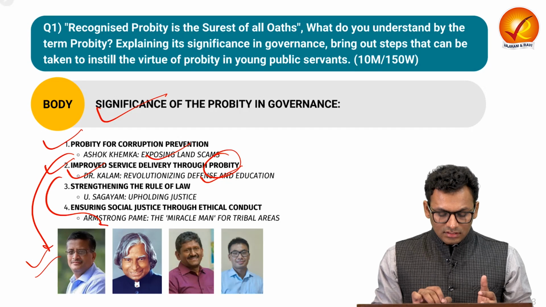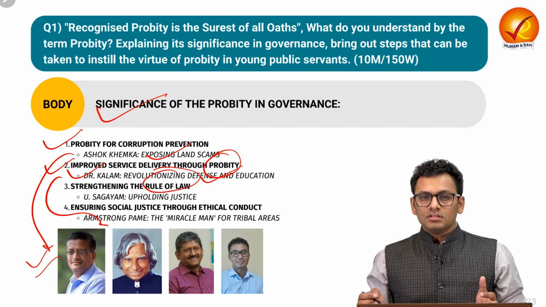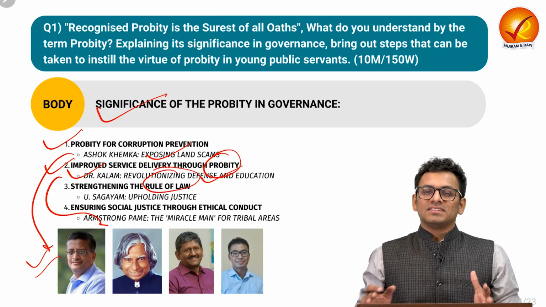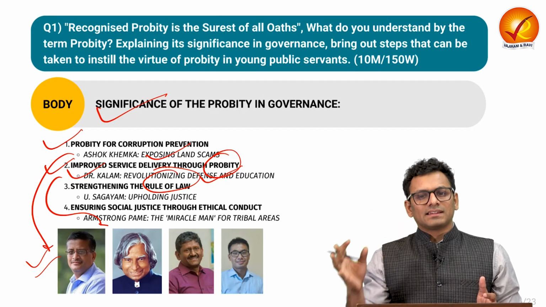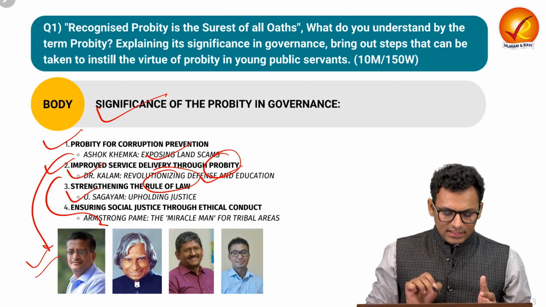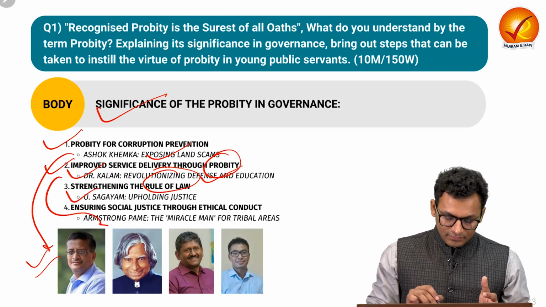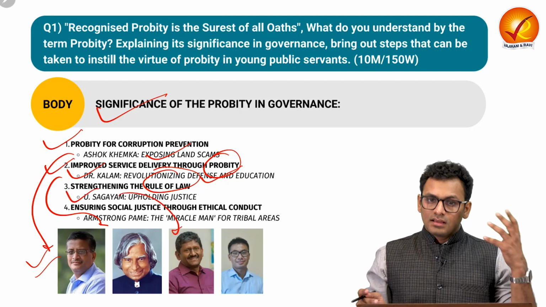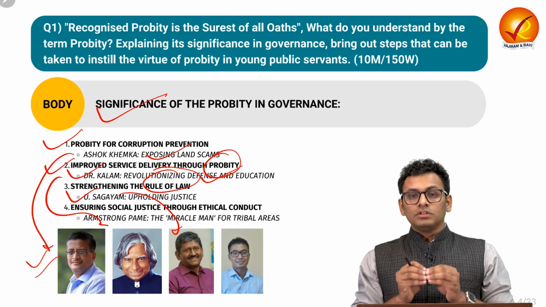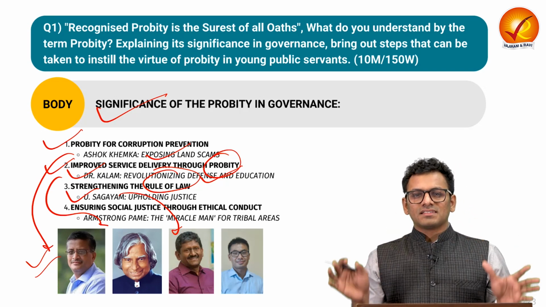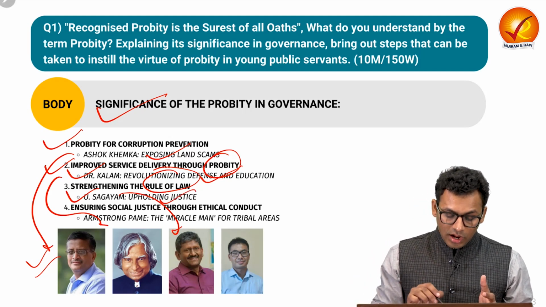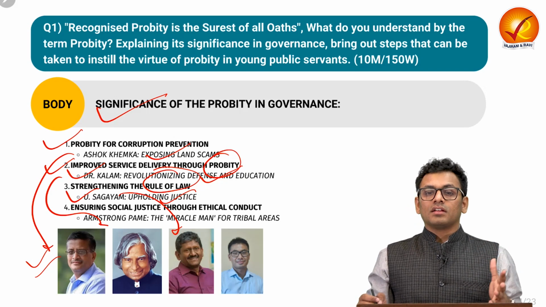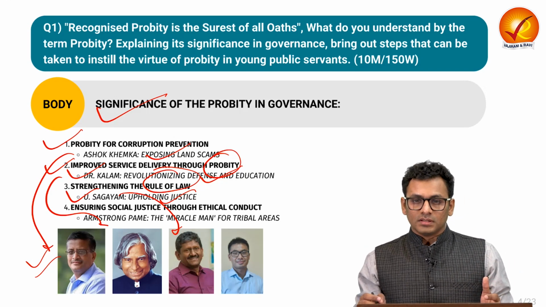The third is strengthening the rule of law. Over here, we are making sure that the person in charge definitely translates the rule into practice. We have seen how IAS officer U Sagayam ensured that the value of probity helps the entire system with respect to upholding justice. And lastly, you can talk about how ensuring social justice through ethical conduct can also be realized through probity.